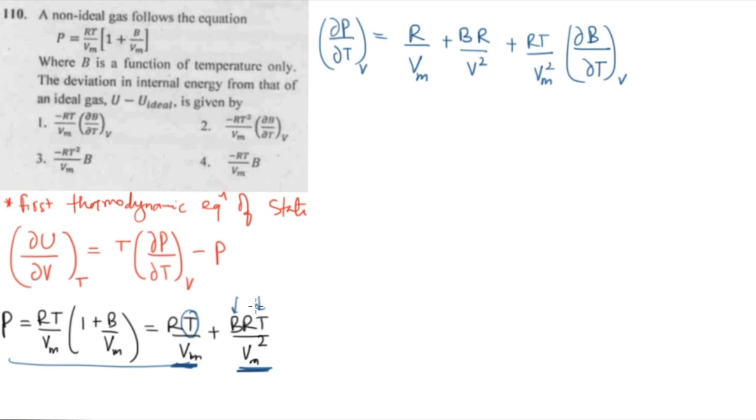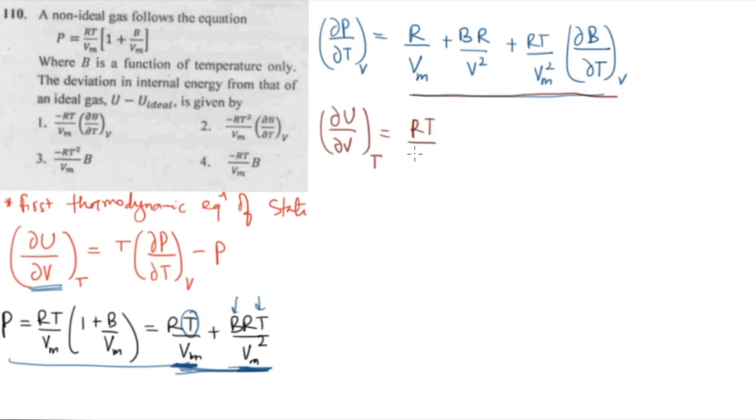So the next thing, I'm going to put the values of this particular thing and the value of p in the equation of del u by del v at constant t. Okay, so I'll just use my next color of pen. So what I'm going to get is del u by del v at constant t is equal to t into del p. So that means this whole term will have to be multiplied by t.